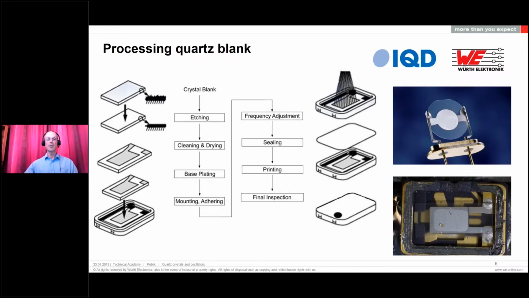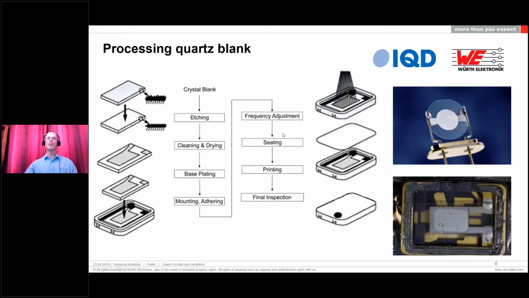Once the electrodes have been plated onto the quartz, it is then mounted into a holder. It then is adjusted to frequency, and the frequency is adjusted by removing or adding electrode material. We then place a lid on the device, it's sealed and tested. And that gives you a quick summary of the process of what's involved.